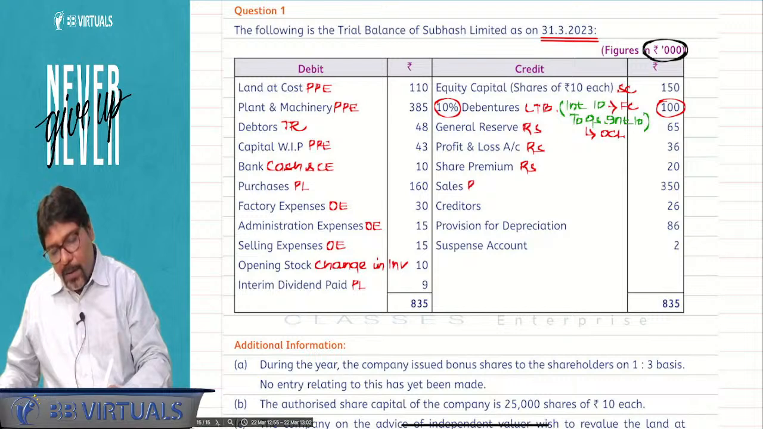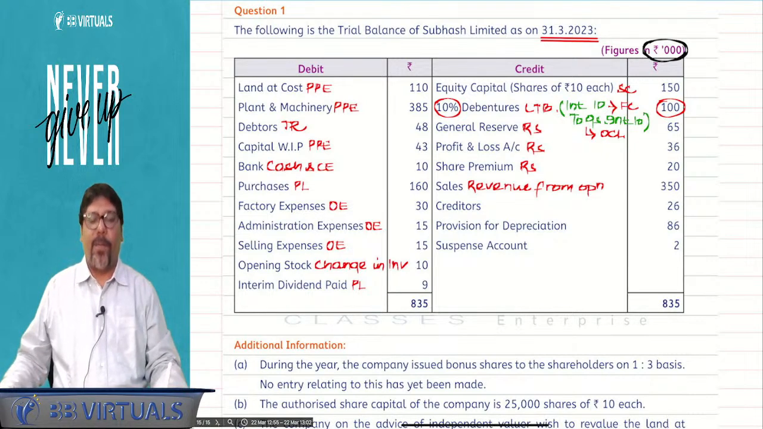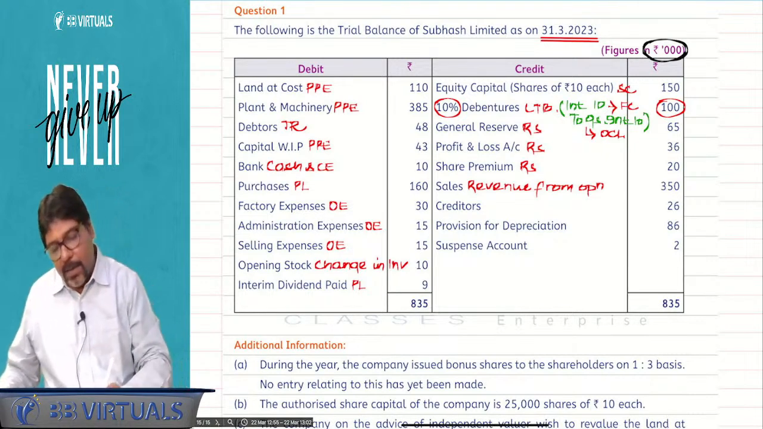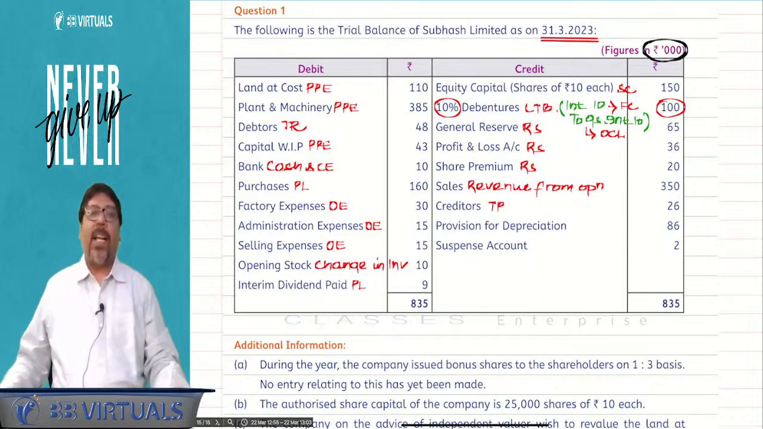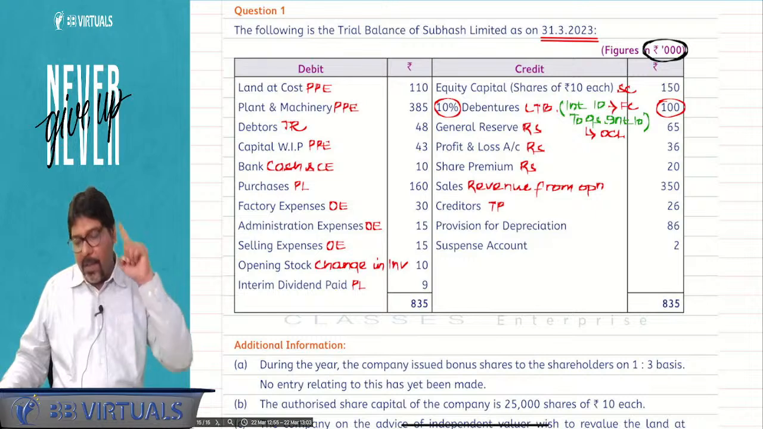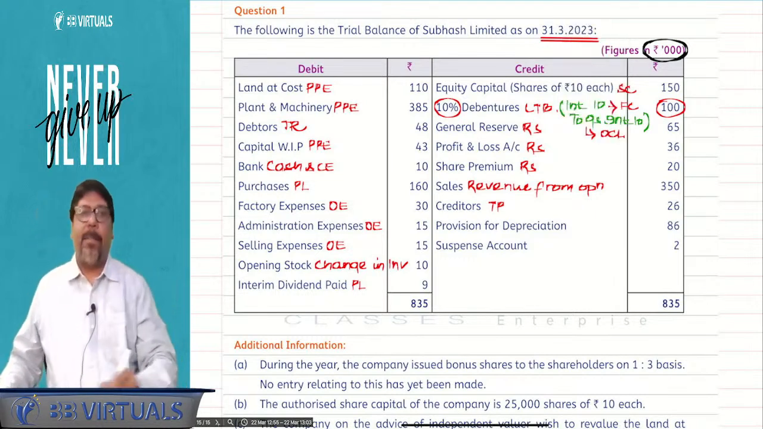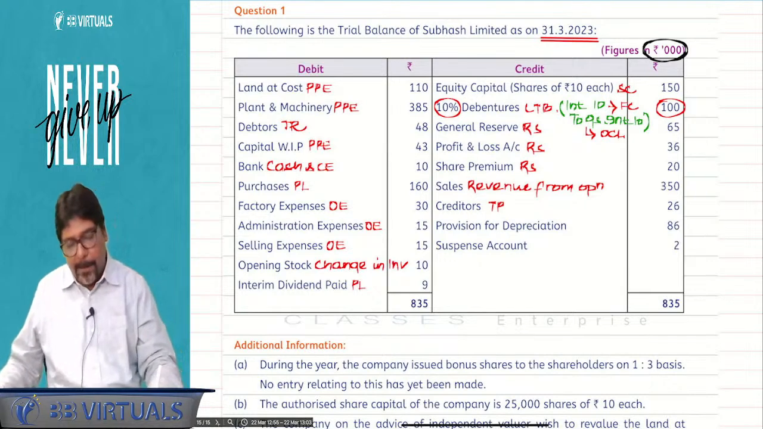Sales is revenue from operation. Creditors is trade payables. Yes or no? Yes. Provision for depreciation. What will we do with provision for depreciation? Sir, provision for depreciation will be subtracted from the asset.